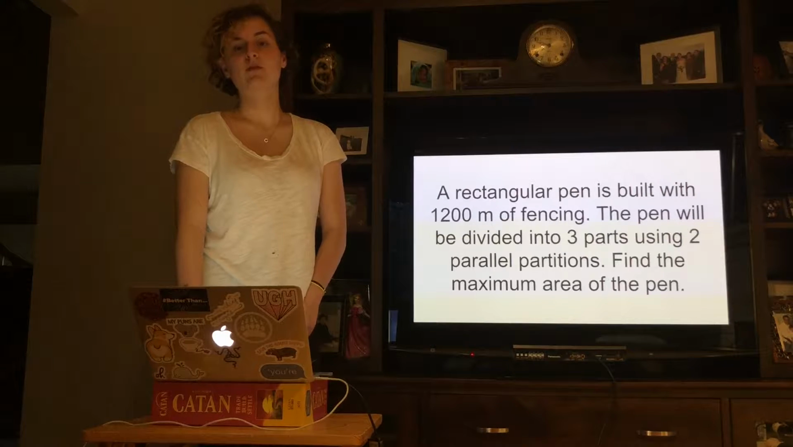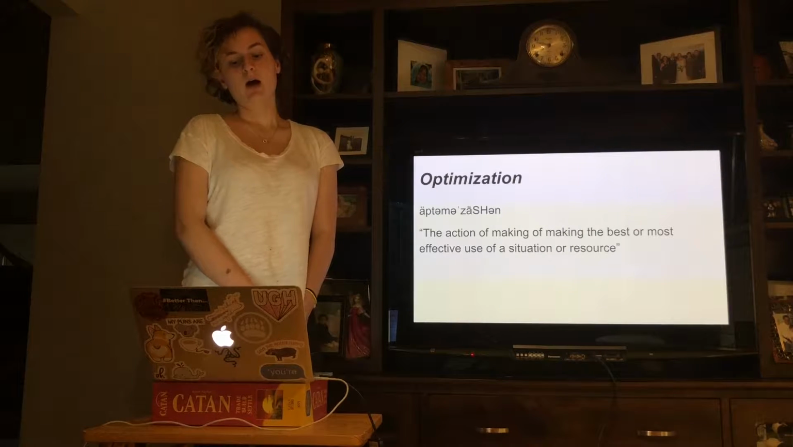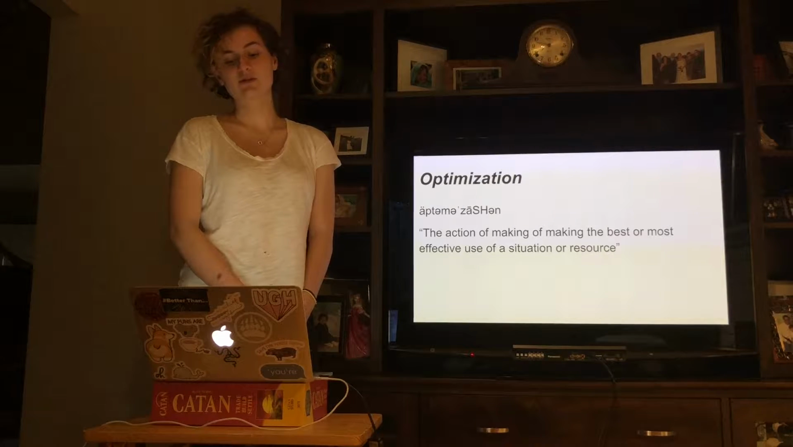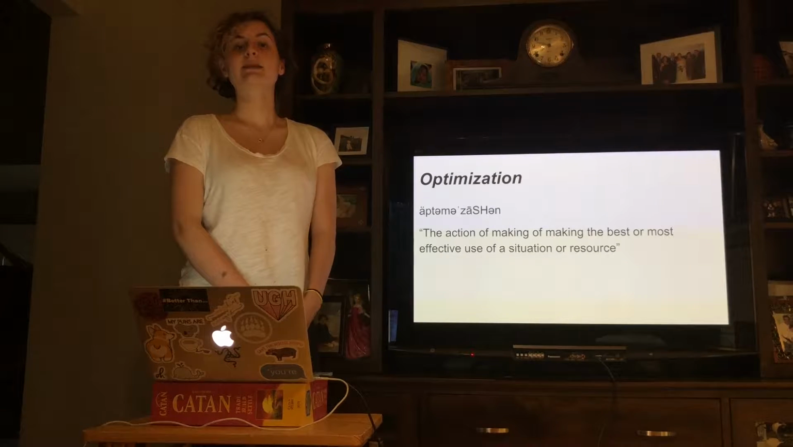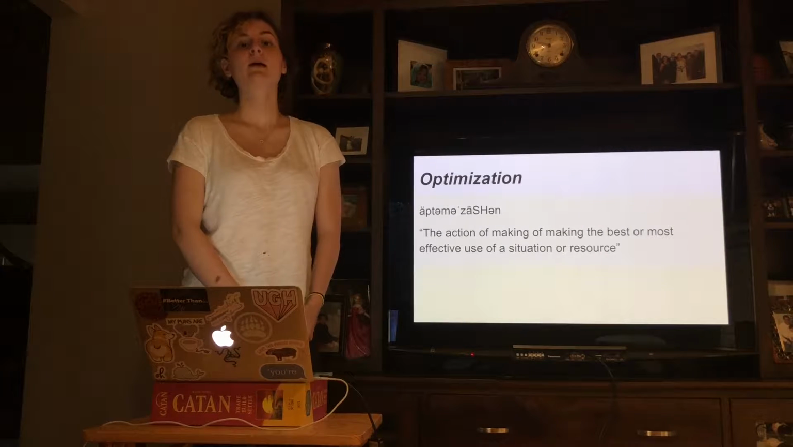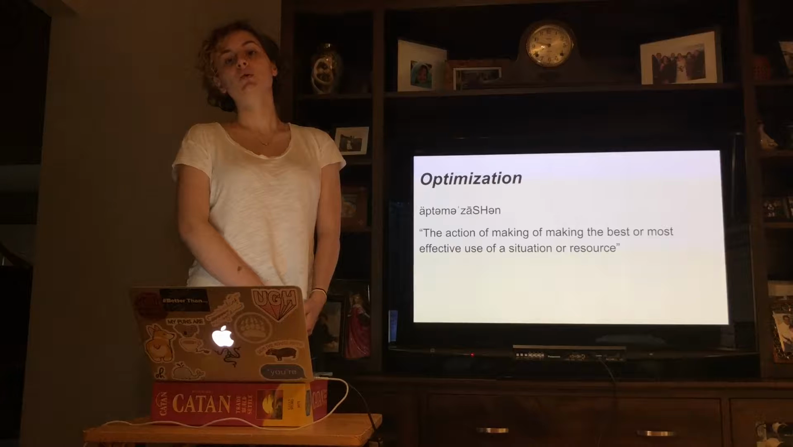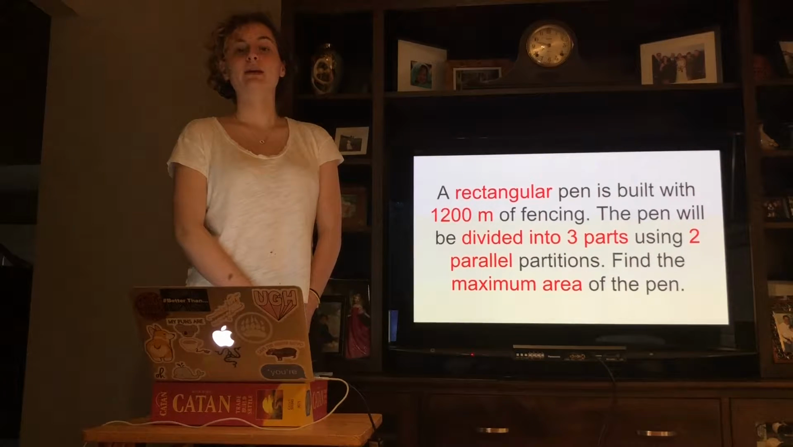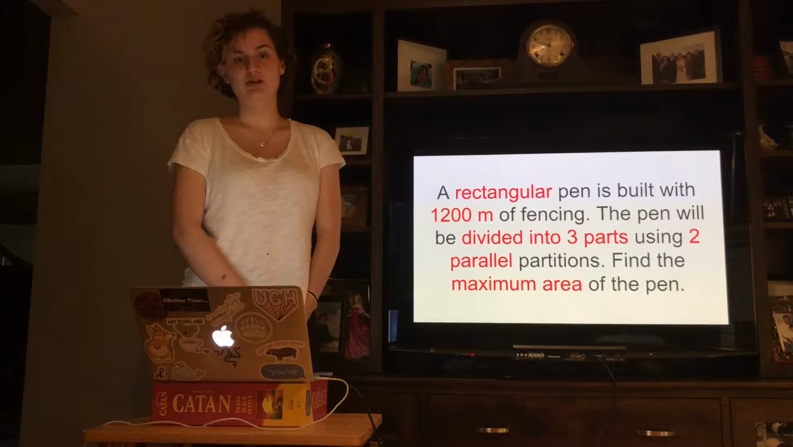This is an example of an optimization question. Optimization is the action of making the best or most effective use of a situation or resource. In this case, we are looking for the maximum area possible for a pen that is built with 1,200 meters of fencing. Next, we will go over the key parts of this question.